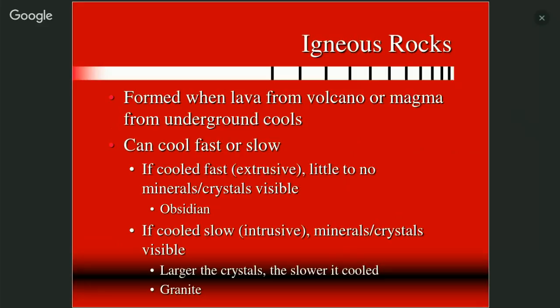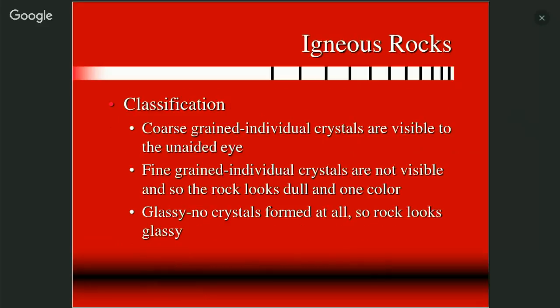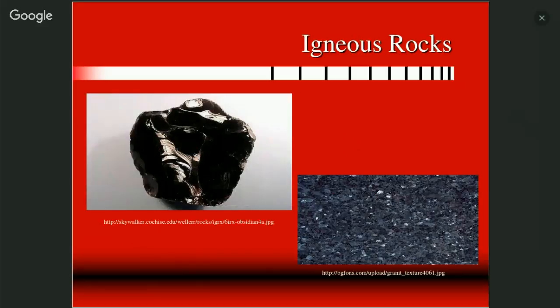Obsidian is an example of an extrusive igneous rock, and granite is an example of an intrusive igneous rock. And I've got pictures here. I'll come back to that other slide. So this is a picture of obsidian. Hopefully you can see that. It's very glassy in its appearance, but it's got no crystals. You can't see any parts or pieces, any individual minerals. That's because it was cooled very, very fast.